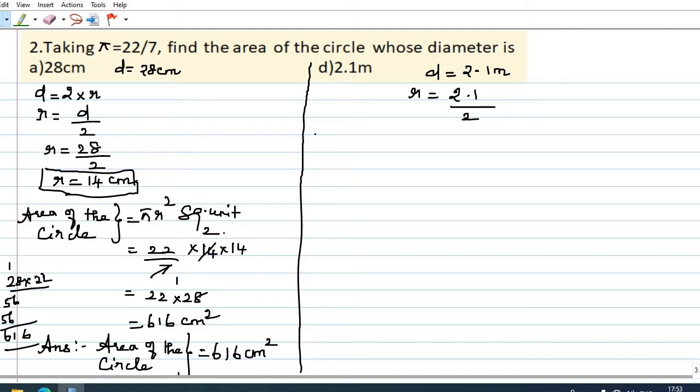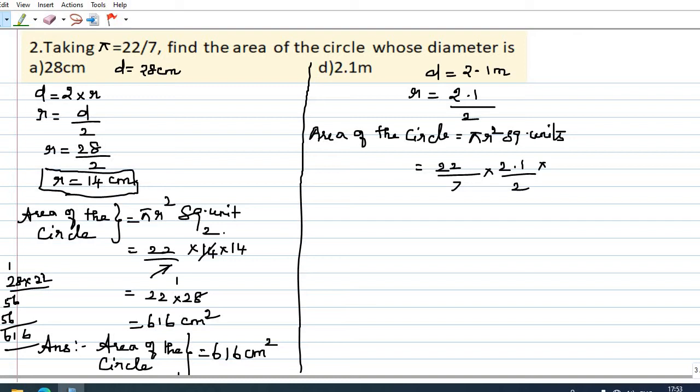Now listen. Area of a circle: area of the circle is equal to pi r square, square units. What is pi? Pi is 22 by 7. And r square is 2.1 divided by 2 into 2.1 divided by 2. Okay, now listen, children. 2 ones are 2, 2 twos are 22.